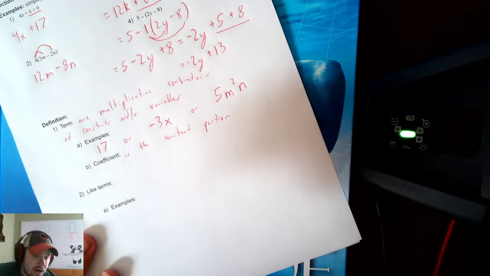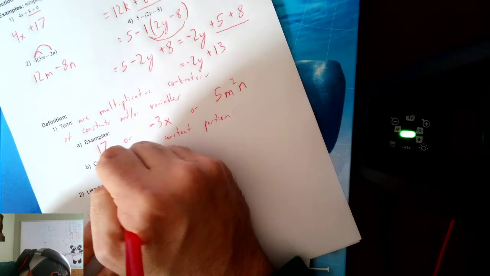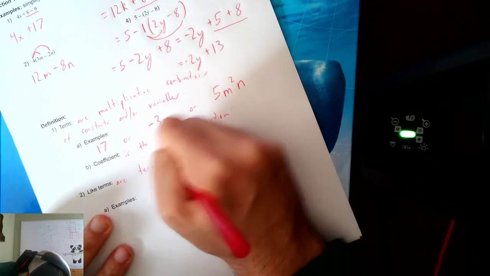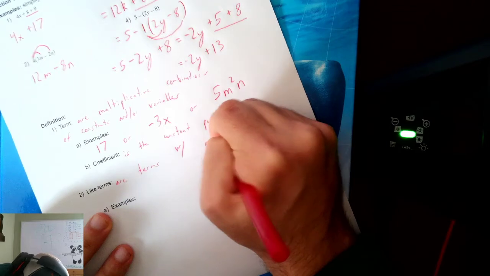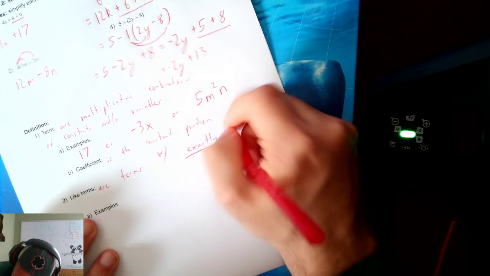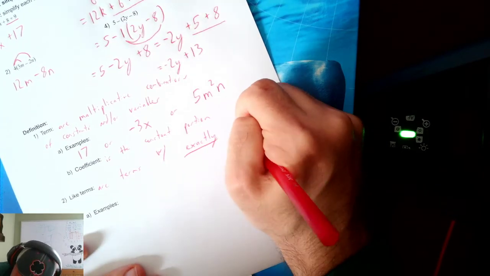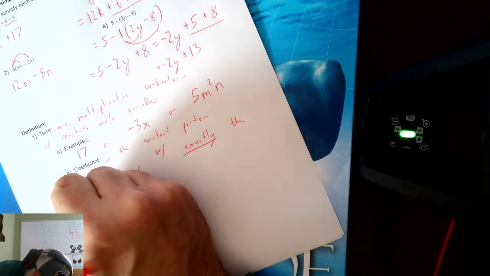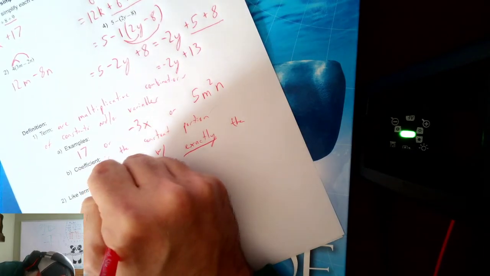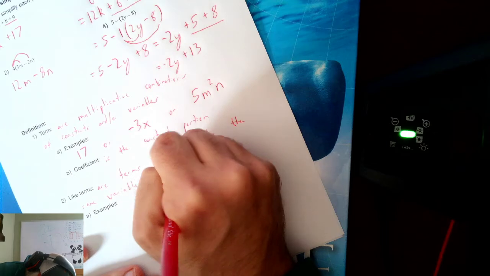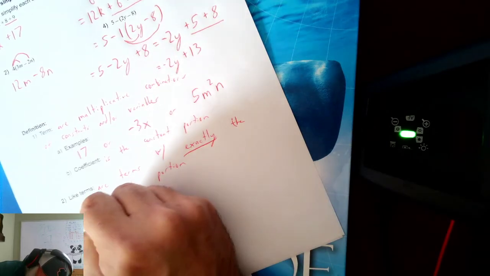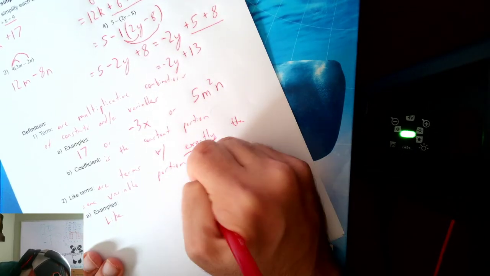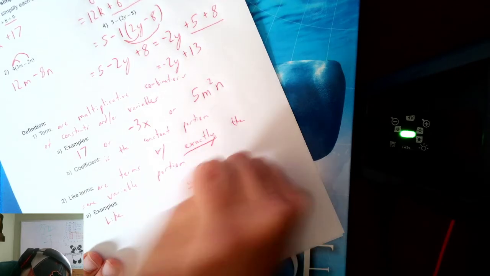Like terms. What are like terms? Like terms are terms with exactly the same variable portion. Make sure you note that it's important: it's exactly the same variable portion. And then we'll have some examples of like and some examples of unlike.